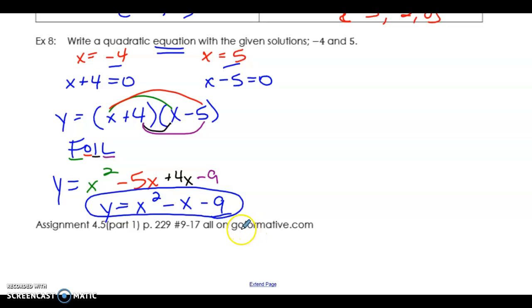All right, your assignment today is on GoFormative. So I'll show you how to do that quick if you don't know how to do that. If you already have done GoFormative, you can just get started right now. But I know I have several new people this trimester. So if you need help finding it, I'm going to show you how to do that.